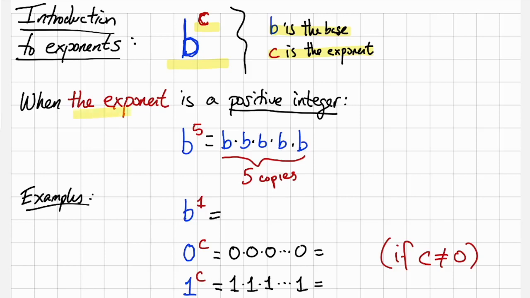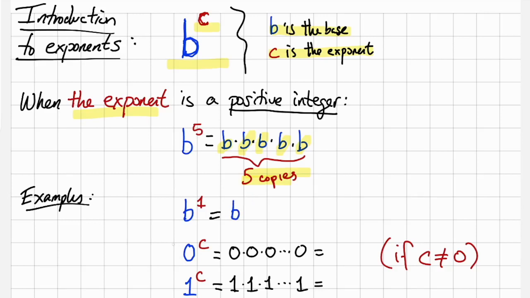Remember that when the exponent is a positive integer, we can think of this as the multiplication of c copies of the base. So b to the fifth is equal to b times b times b times b times b, 5 times. If it's just b to the first power, there's just one copy of b, and so b to the first is equal to b.